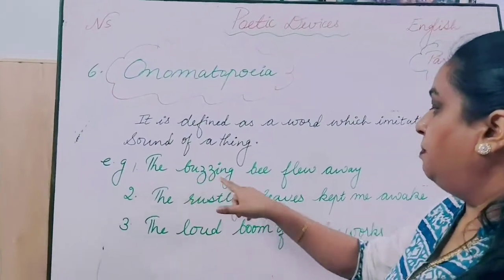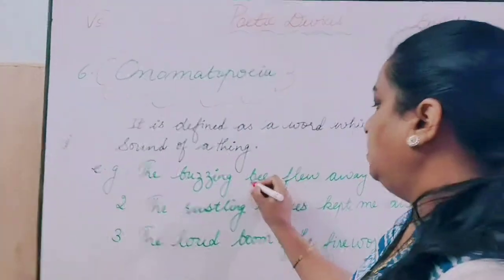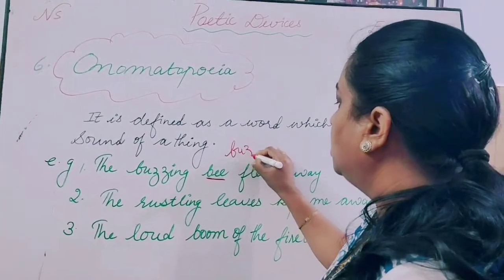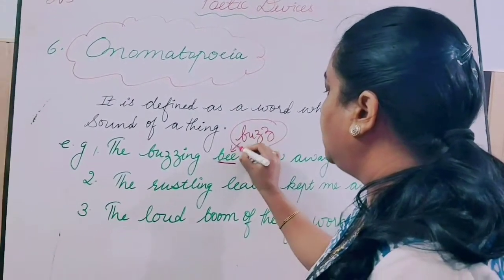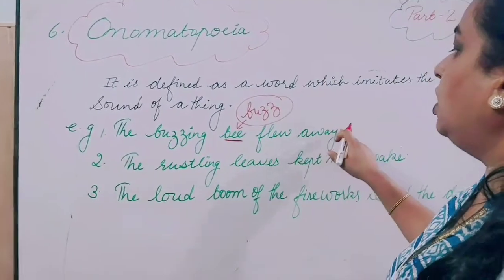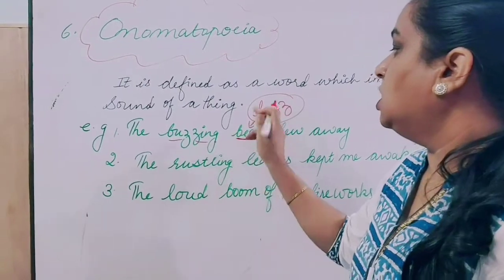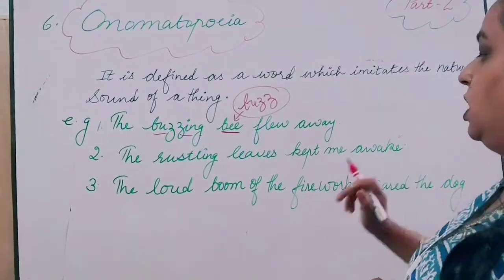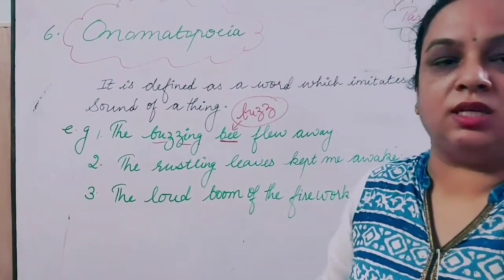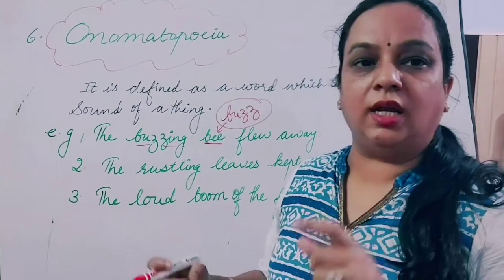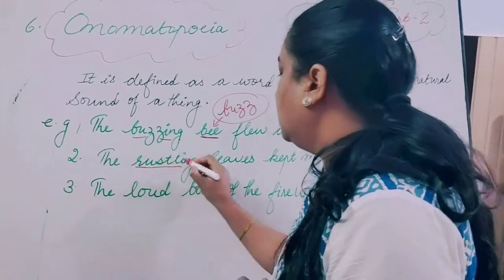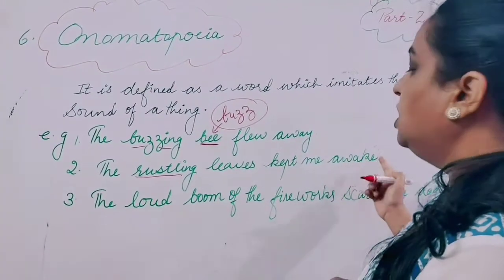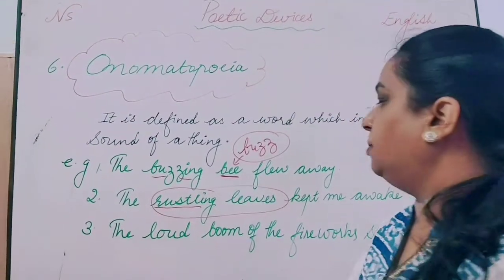For example, the buzzing bee flew away. So I am saying here bee. What is the sound of the bee? That is the buzz sound. So the exact sound of the bee I have taken here, and the buzzing bee flew away, right? So this buzzing is onomatopoeia here. The rustling leaves kept me awake. When leaves make the sound of rustling, that sound created by the leaves is called rustling. So that exact word I have taken here. This rustling leaves is onomatopoeia here.